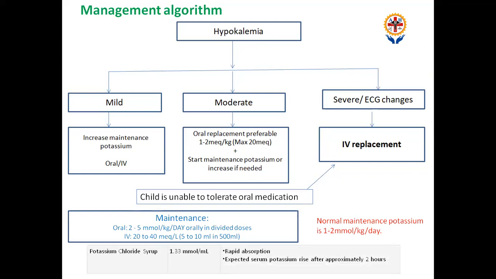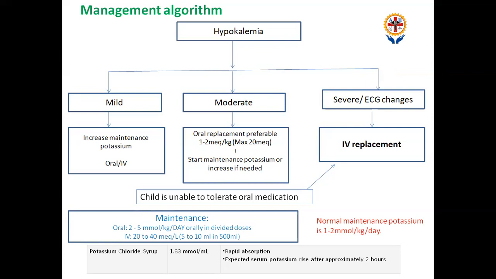How much is the concentration of potassium in potassium chloride syrup? Each 15 ml has 20 milliequivalents. Exactly. So 1 ml gives 1.33 millimoles. So based on that, you need to calculate. How much does 1 ml KCL injection contain? 2 milliequivalents. So your potassium chloride syrup has rapid absorption and you can expect your potassium rise within 2 hours.